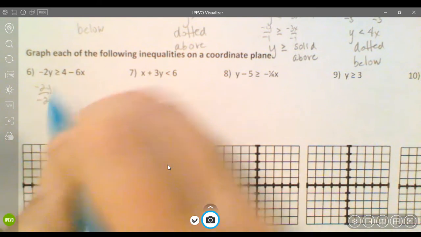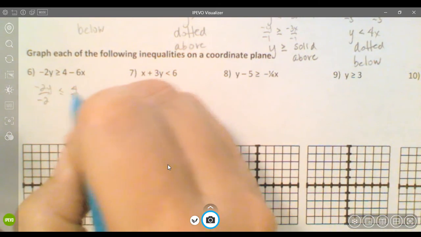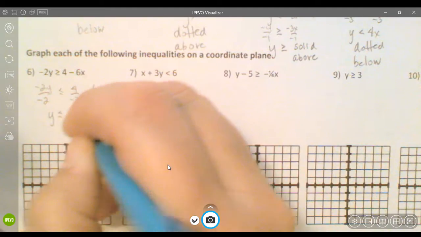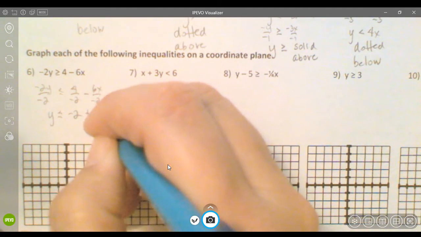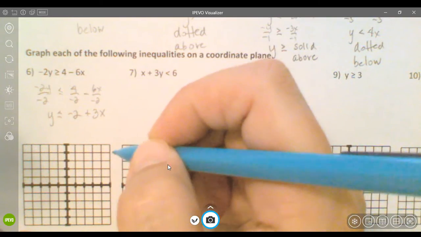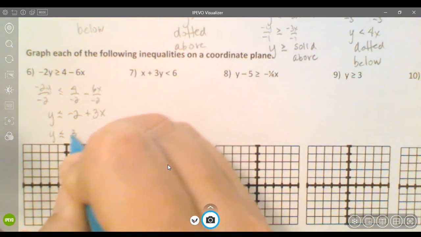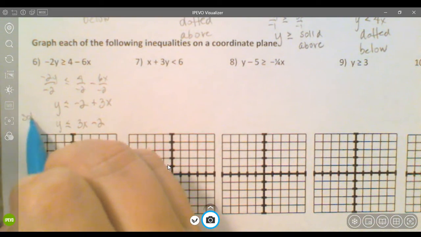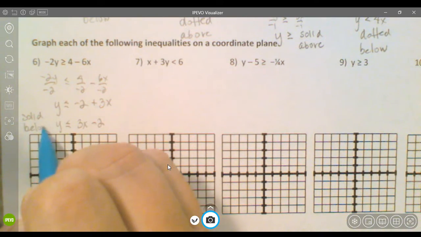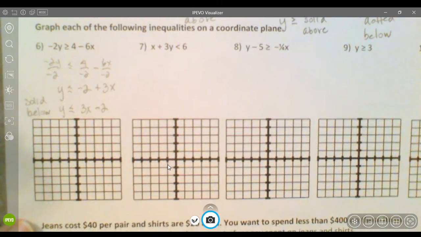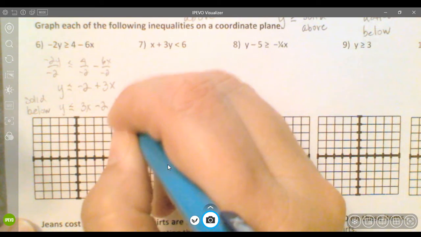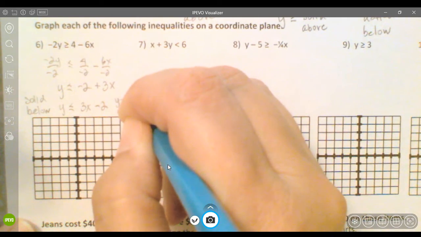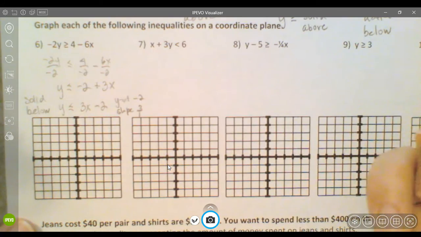let's divide by -2, which reverses our inequality. So we get y is less than or equal to -2 plus 3x, because this is -6 divided by -2. So this is y is less than or equal to 3x minus 2. That is a solid line, and we are going to shade below. Shade below what? Well, this has a y-intercept of -2 and a slope of 3 over 1, if you will.